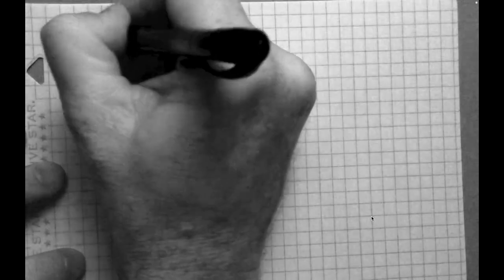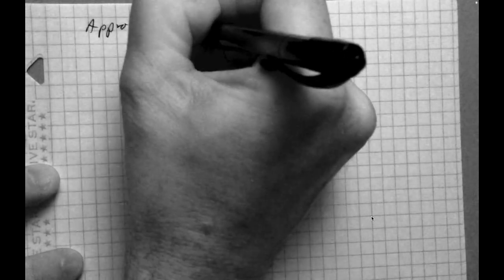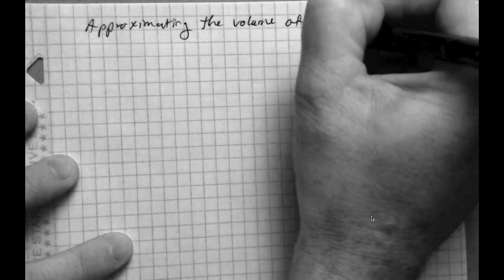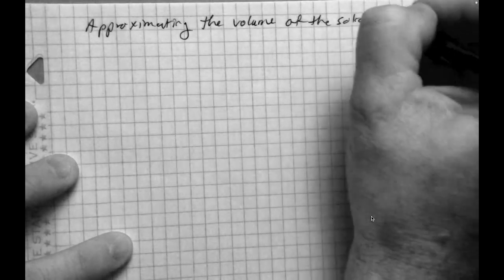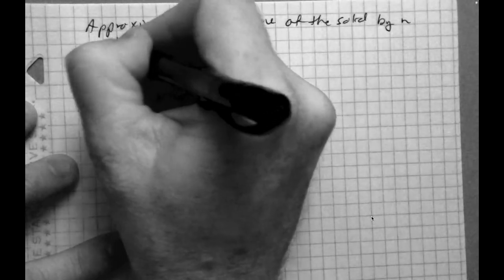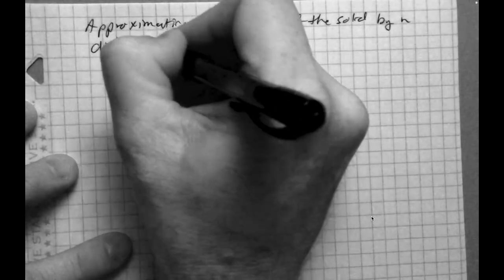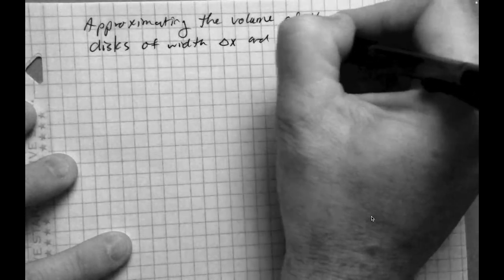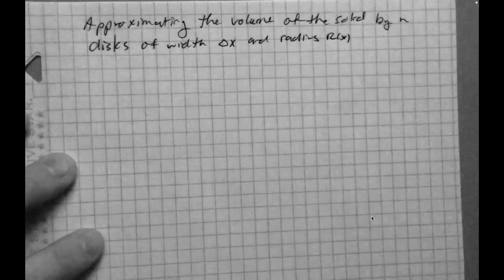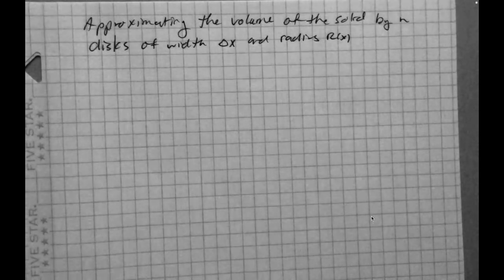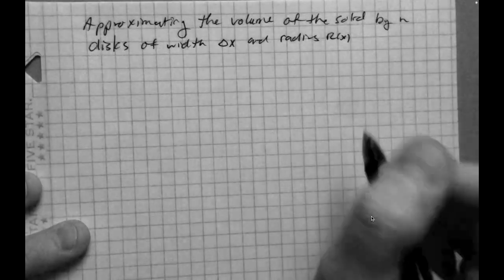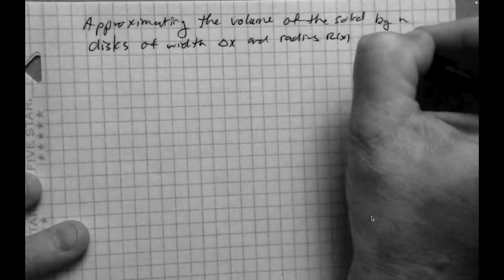Okay. So approximating the volume of the solid by n disks of width delta x, okay, and radius r of x. Each one of them could potentially have a different radius, right, based on the function r. So approximating the volume of the solid by n disks of width delta x and radius r(x) produces the following.